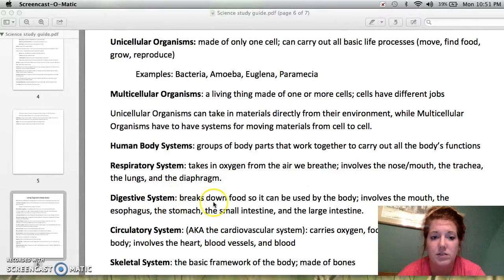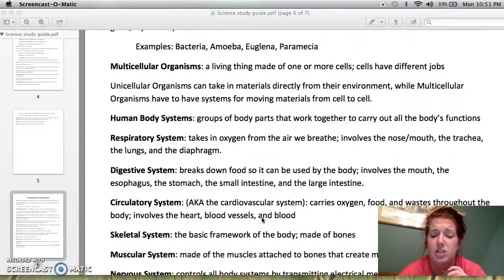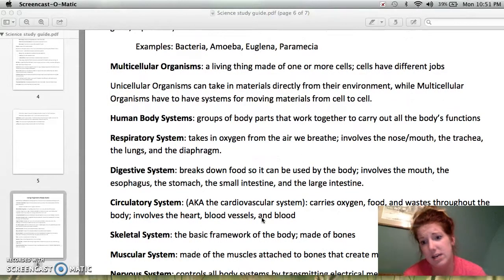The digestive system breaks down food so it can be used by the body. It involves the mouth, the esophagus, the stomach, the small intestine, and large intestine. So when we eat, digestive means to break down. It breaks down our food into what we need, the nutrition we need to get to the cells, and transports it to the cells.